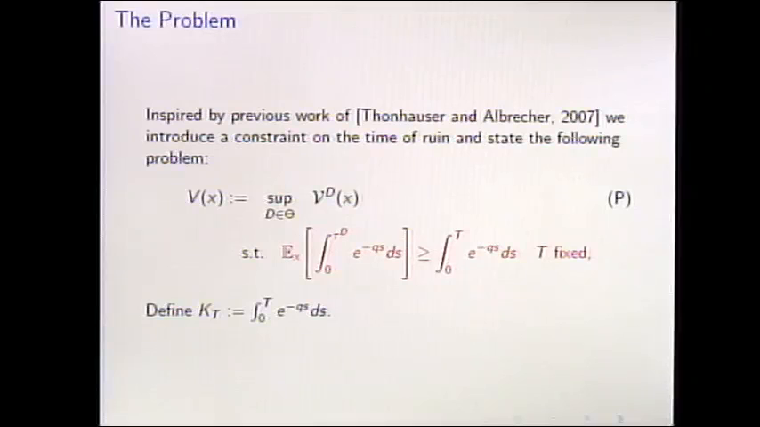So the actual problem that we want to solve is this. We want to maximize the present value of the dividend payments subject to this constraint. So the idea of this constraint is that maybe I want the company to live at least a certain amount of time. So this is the meaning of this T. So this is the problem that we want to solve.